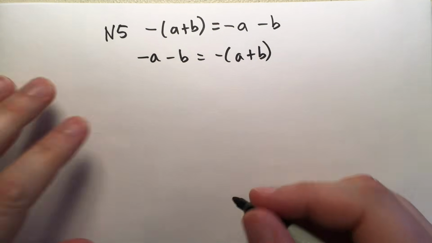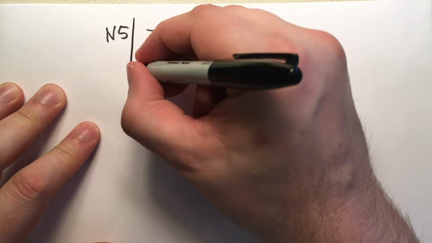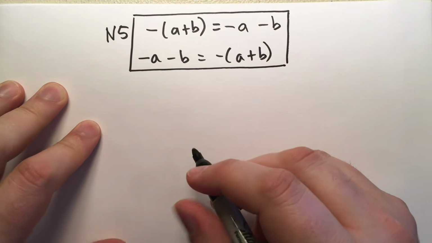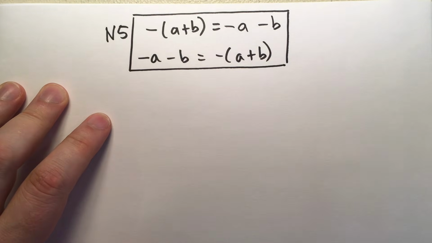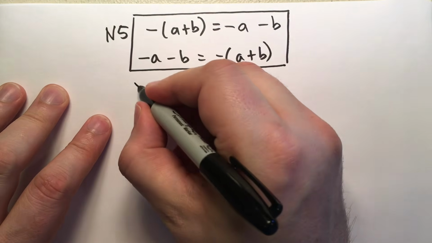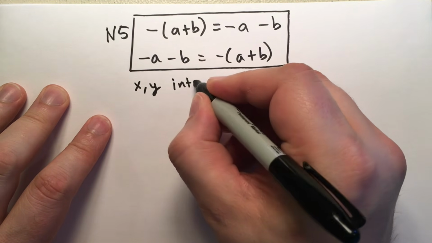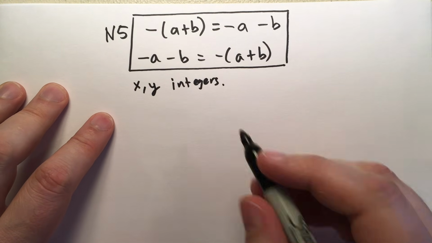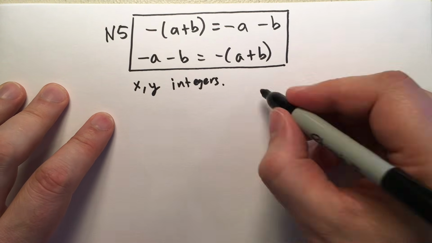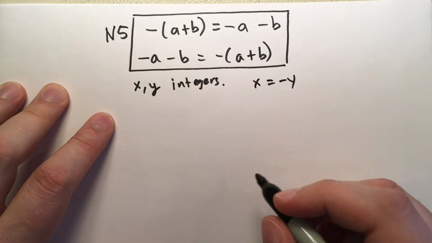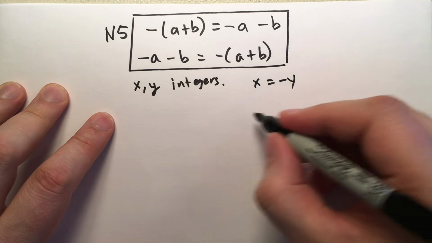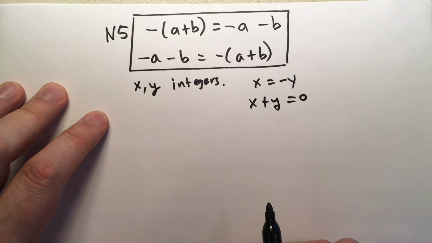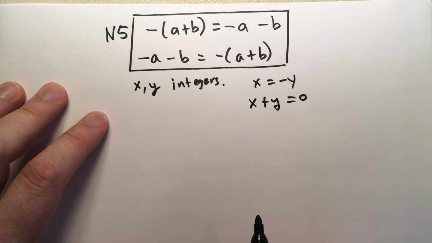All right, let's do some proof. So I'll just draw a box around this. It's really just one equation, just written two different ways. All right, let's do the proof. So if two numbers are integers, in this case in the book he uses x and y, if two numbers are integers and x equals minus y, right, then that means x plus y has to equal 0. That's from equation N3. Right?